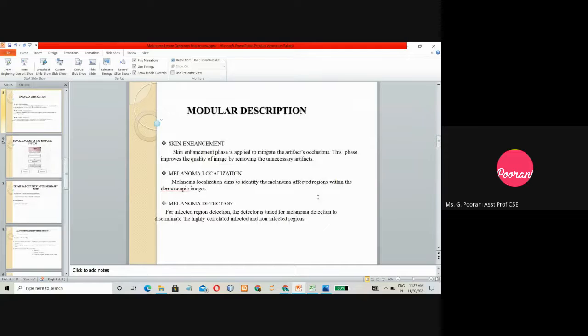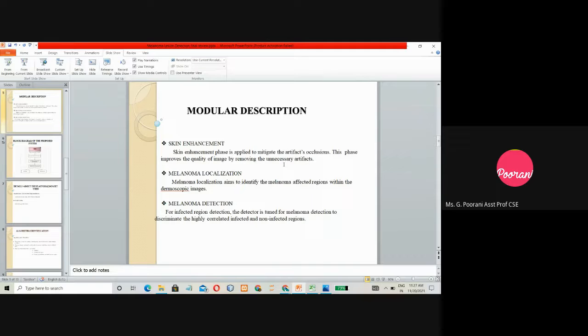See, modular description. This is a wrong topic. So you have to split up the modules: skin enhancement, then melanoma localization, then detection. So all these three contents were there, right? You have to list them out as the three modules, and then explain each and everything.